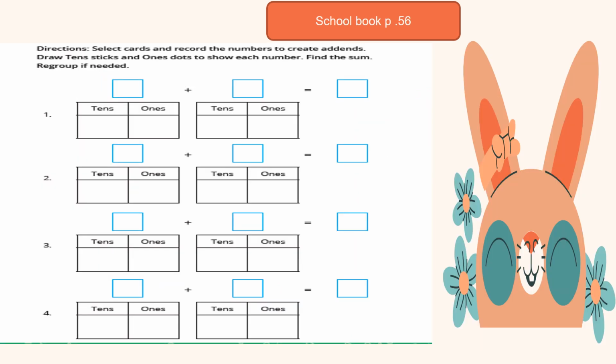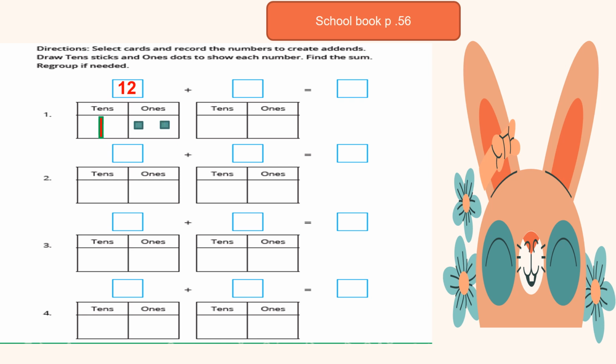Select cards and record the numbers to create a sum. Draw tens sticks and ones dots to show each number. Find the sum, regroup if needed. First card, 12. How many sticks do we have here? 1 stick. How many small squares? 2 small squares. Next card, we have 24.